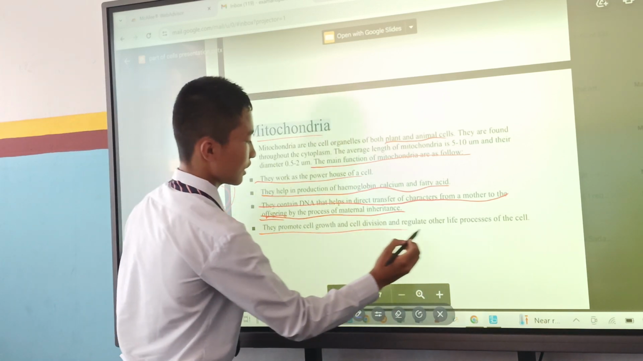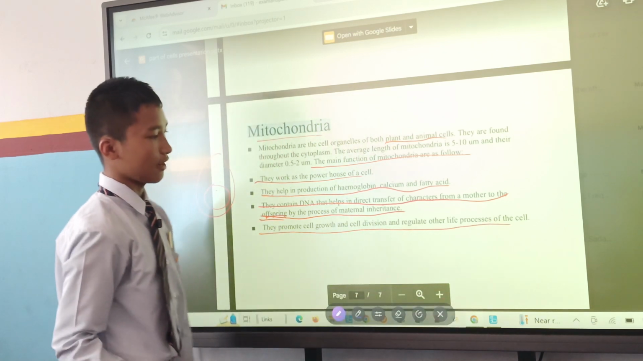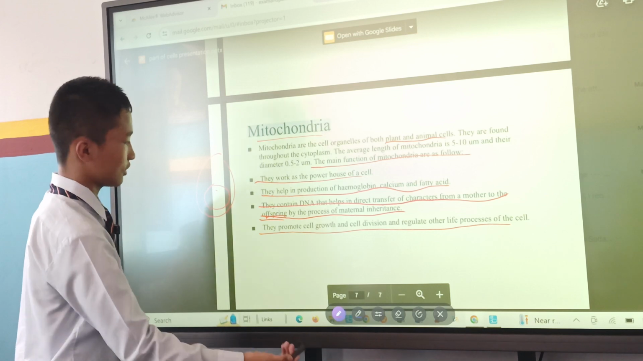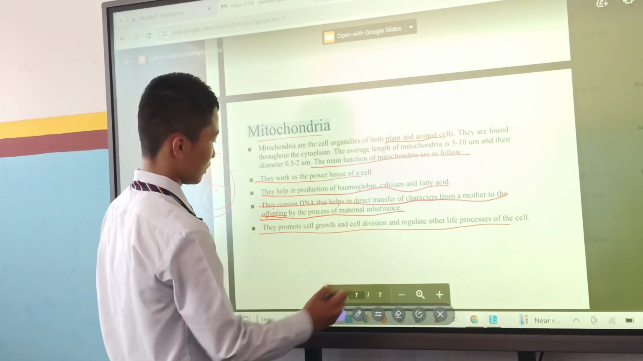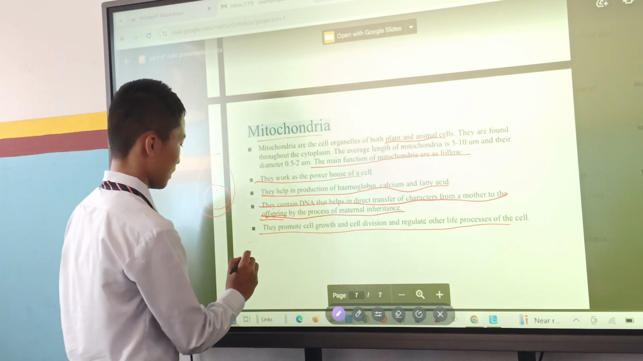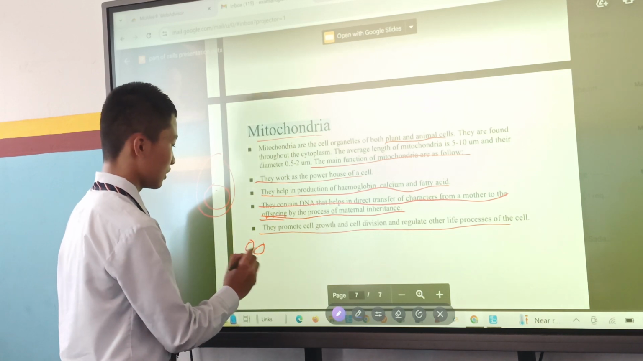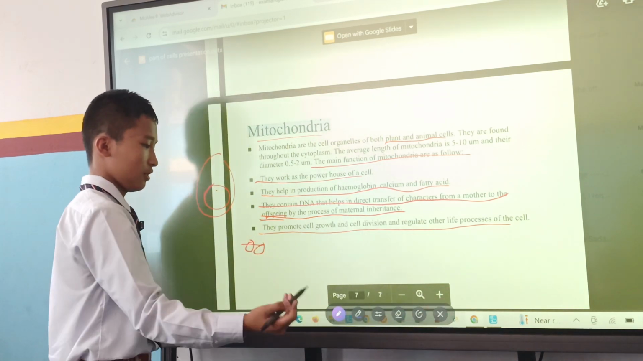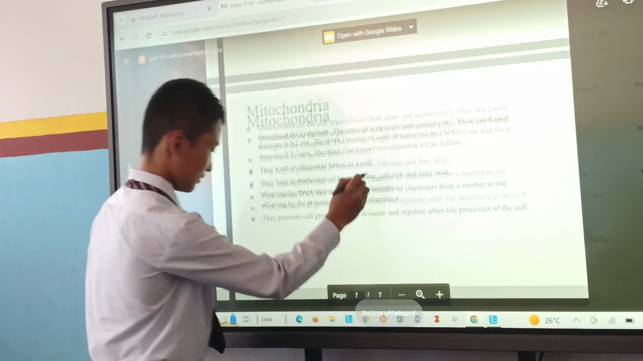They promote cell growth and cell division and regulate other life processes of the cell. It means that they promote cell growth, which is essential, and cell division, and regulate other life processes like breathing, and so on.